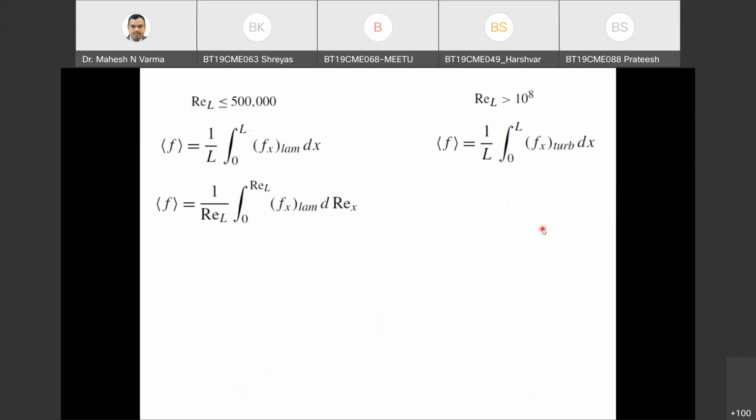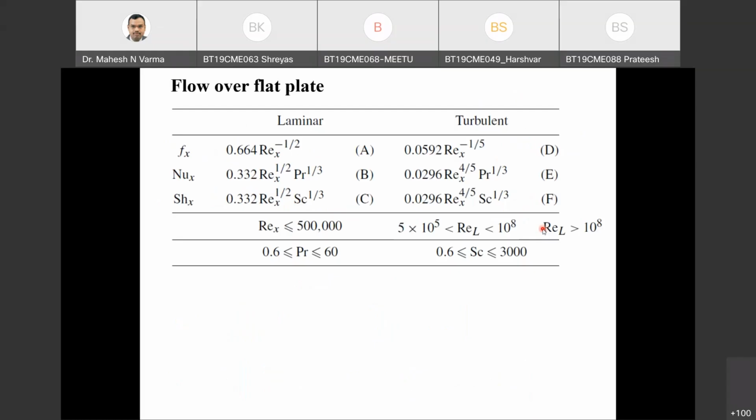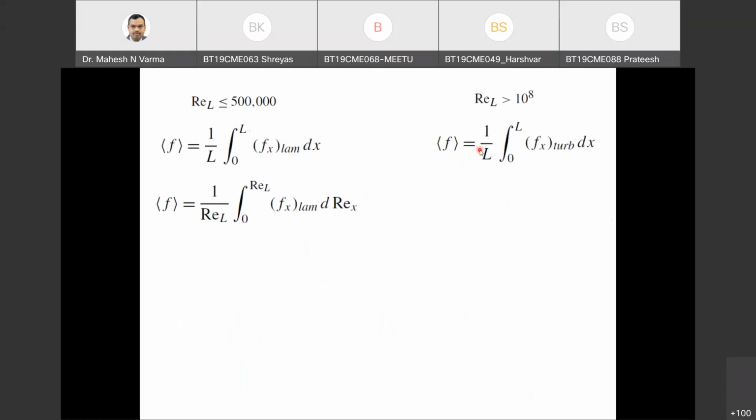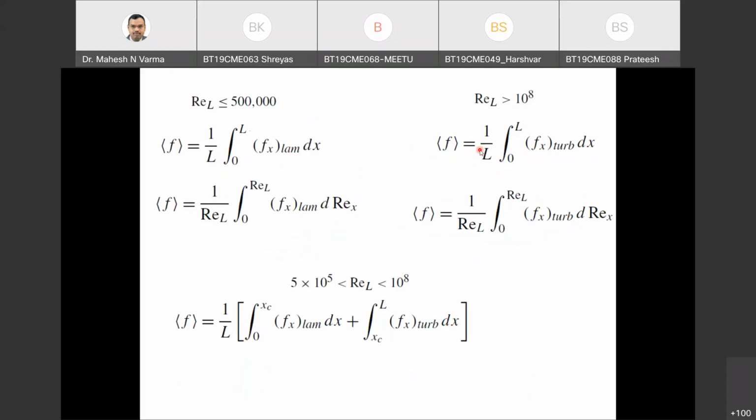So this is what I am saying. This is f_x for laminar, 0.664 Re_x raised to half, and this is for turbulent, f_x 0.0592 and so on. Substitute this and get the average value of friction factor for laminar flow, for turbulent flow, and for transient flow. Okay, substitute this.